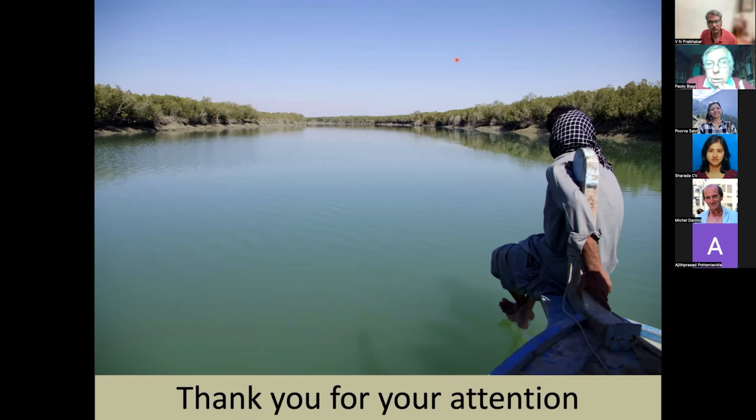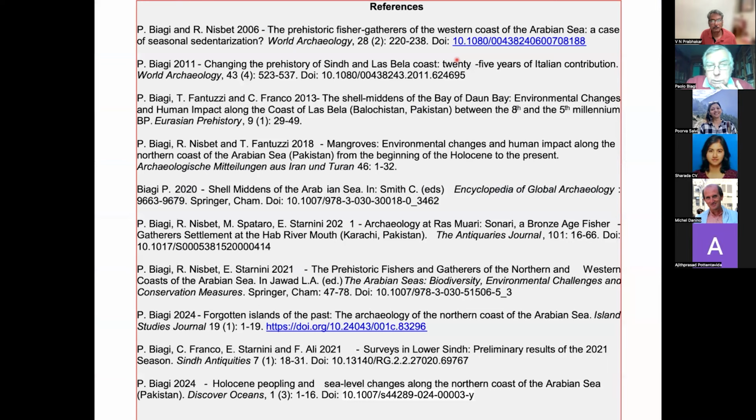The last one, because it is slide 121, is just for your students or for anybody who can be interested in reading something. That is some of the papers which have been written during the last years. You see, the first one is 2006, up to 2024, which have been published regarding Oman in some cases, and also regarding Sindh, Las Bela, that is this part, southeastern Baluchistan, and so on. And they are all available through the internet, so everybody who is interested can read them.